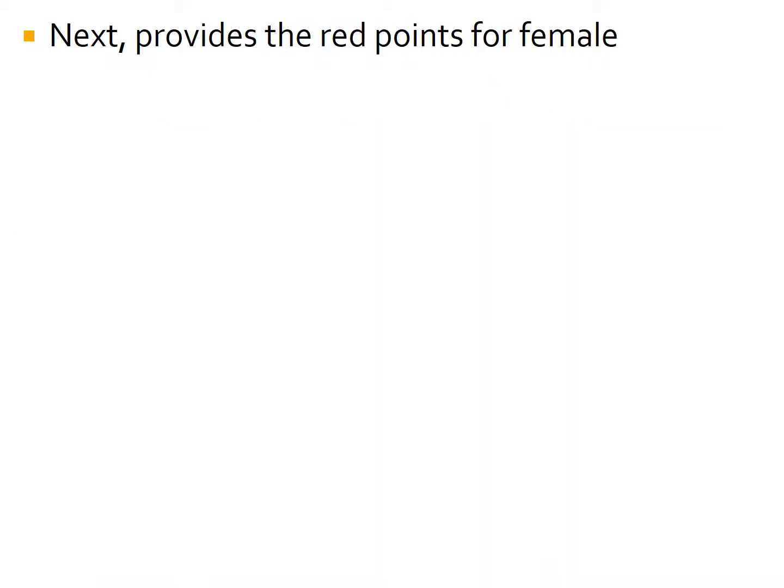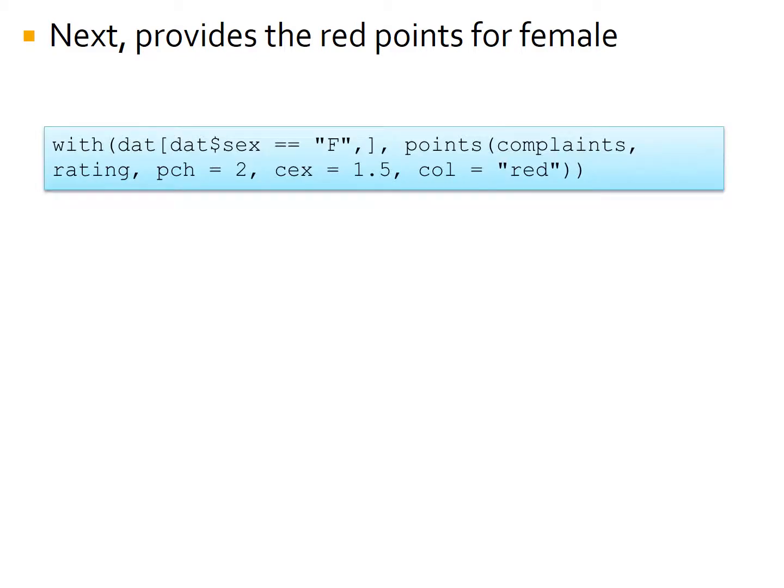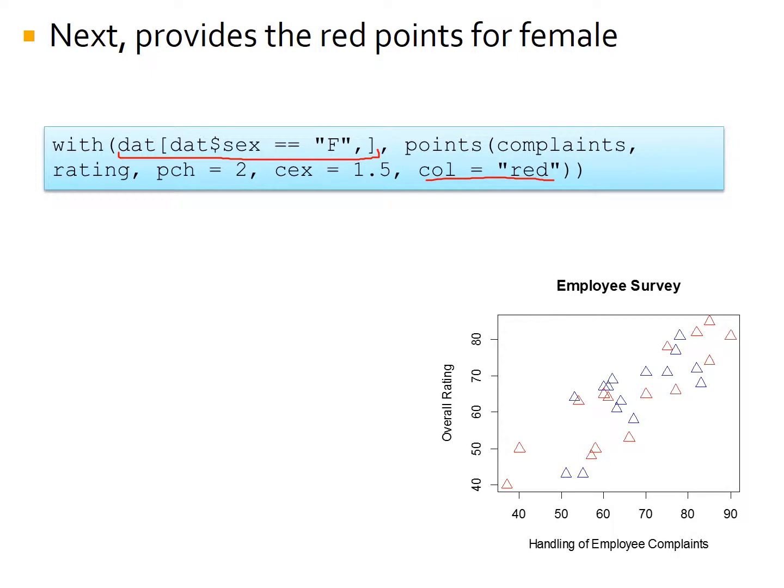Next, I provide the red points for female. I use the same thing. I just change the color to red, and the data I selected is data$sex equal F, meaning female. Then the red triangles will overlay the graph like this. And we just finished the graph.